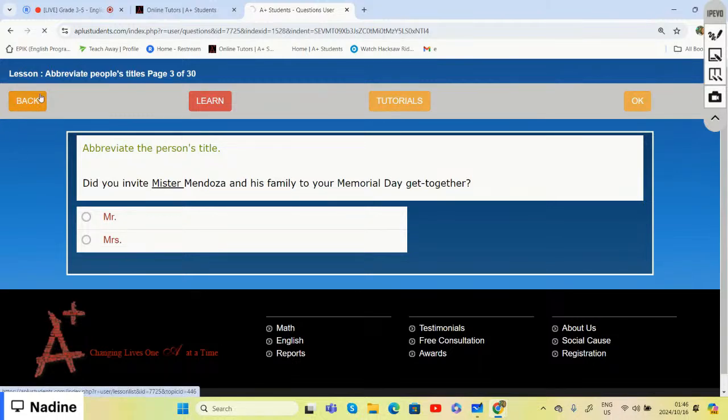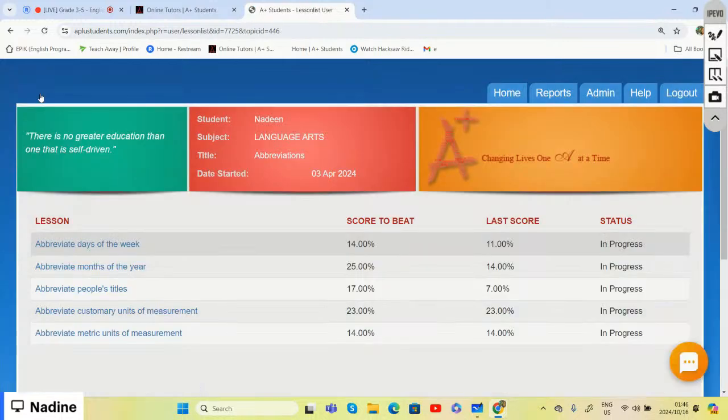All right, so this is now the end of our lesson on abbreviations. We can abbreviate days of the week, months of the year, as well as people's titles. An abbreviation is basically a short version of those specific words, and it also ends with a period. Once we shorten those words, it ends with a period.